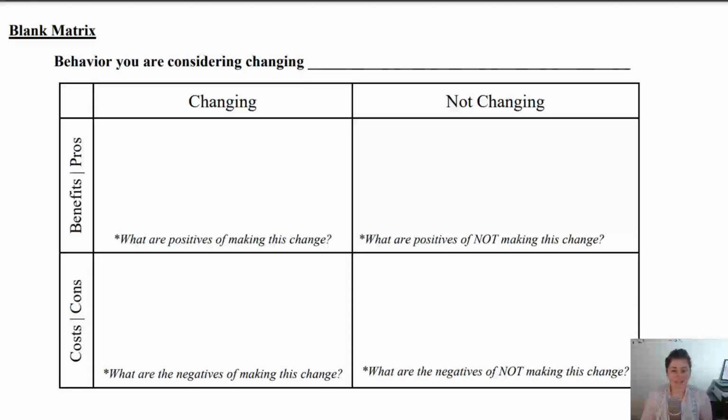Personally, I like to use an activity sheet like this one because it provides a patient with a takeaway, and we can also refer back to the sheet together when the patient is working through change in future sessions. So the first step in this process is to have the patient determine the behavior they are considering changing. This can be broad, like eating healthier, or incorporating exercise, or getting more sleep. It doesn't have to be a specific SMART goal at this point.